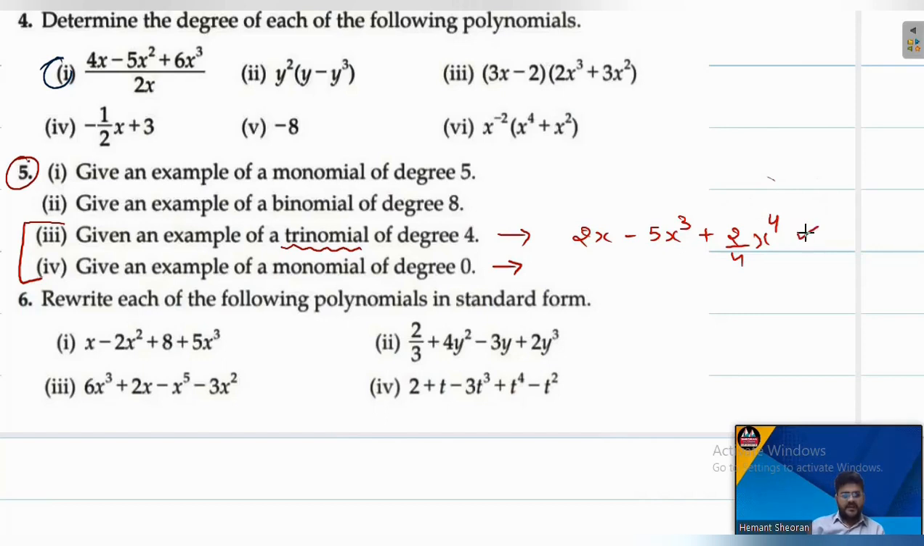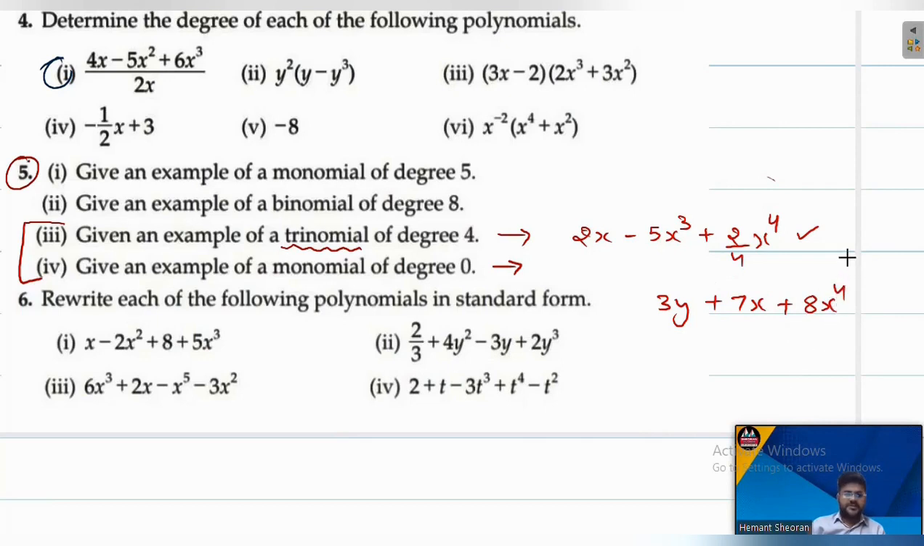Okay, then Hana, any example for the same? You need to tell me a trinomial whose degree is 4, other than this one. 3y plus 7x plus 8x to the power of 4. Okay, correct, good. It is again a trinomial, and the highest power is 4.